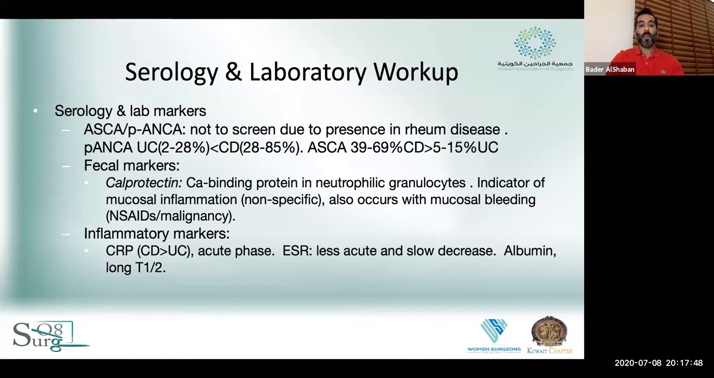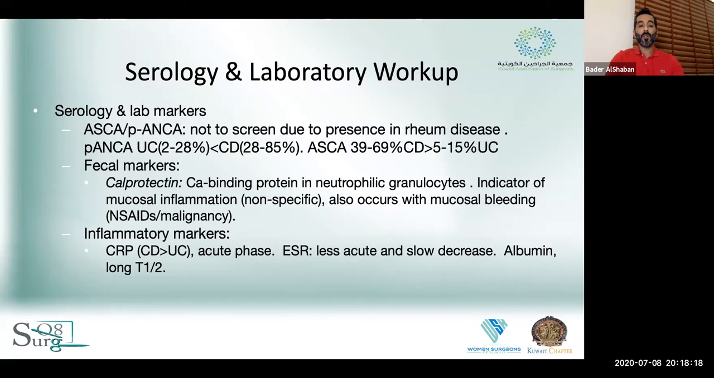Serology. ASCA and P-ANCA in the older days were relied upon to help in the inclusion or exclusion of the diagnosis of Crohn's disease or ulcerative colitis. However, they are not so useful anymore, especially in the presence of rheumatological diseases. They tend to have high false negative and false positive rates. However, they have a stronger presence overall in Crohn's disease than in ulcerative colitis.